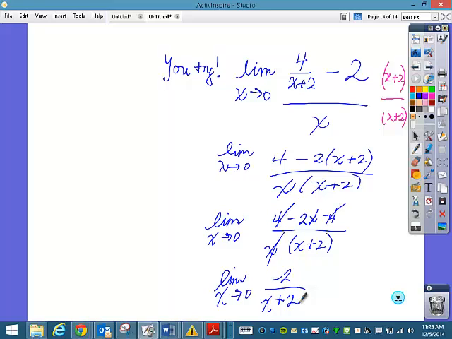Now, is it okay for me to go plug 0 into my denominator? Okay, so I'm just going to go plug 0 in. Negative 2 over 0 plus 2 is, negative 2 over 2 is negative 1.